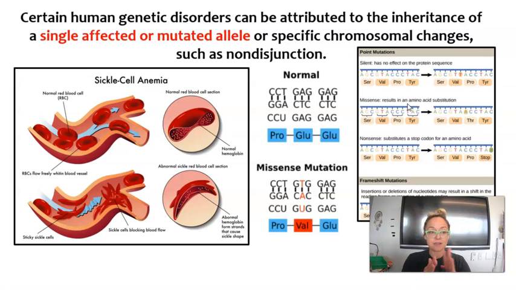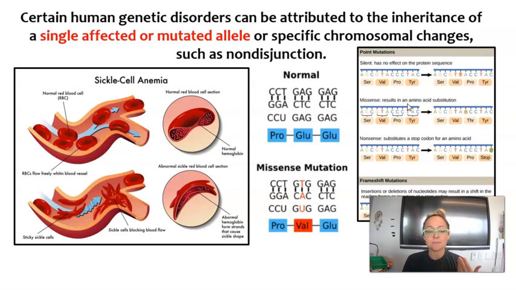So when we talk about a single affected or mutated allele, we're talking about one particular locus on a chromosome, like one particular location or gene. In sickle cell anemia, it is actually due to a missense mutation, so like one single change in the DNA sequence. A single affected gene led to the misfolding of hemoglobin.